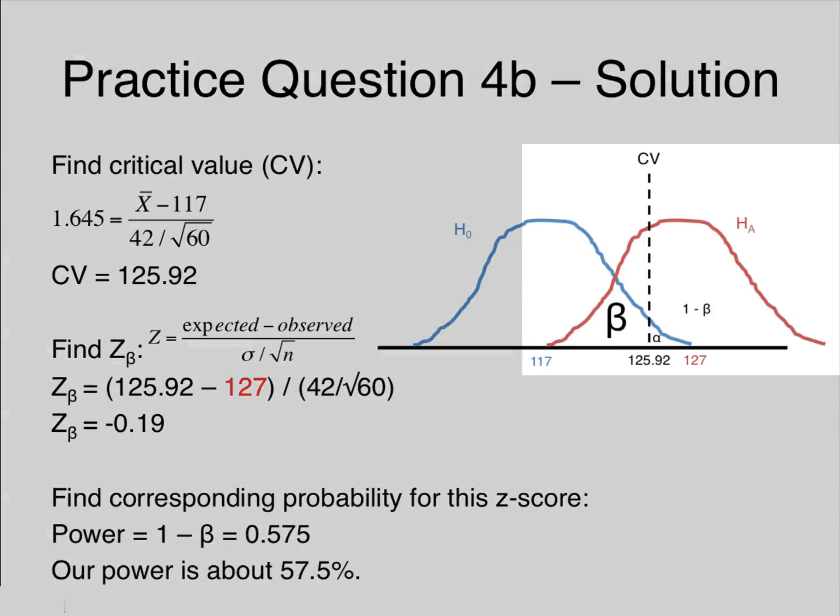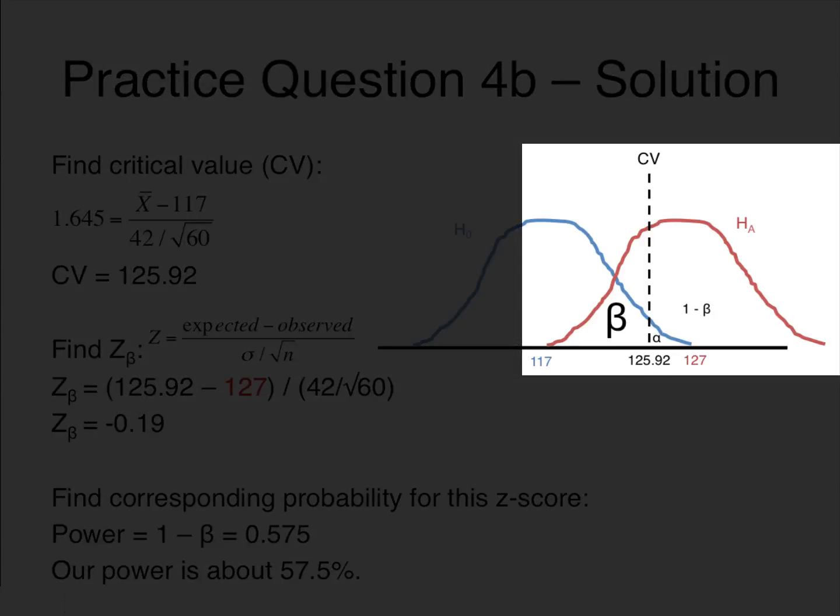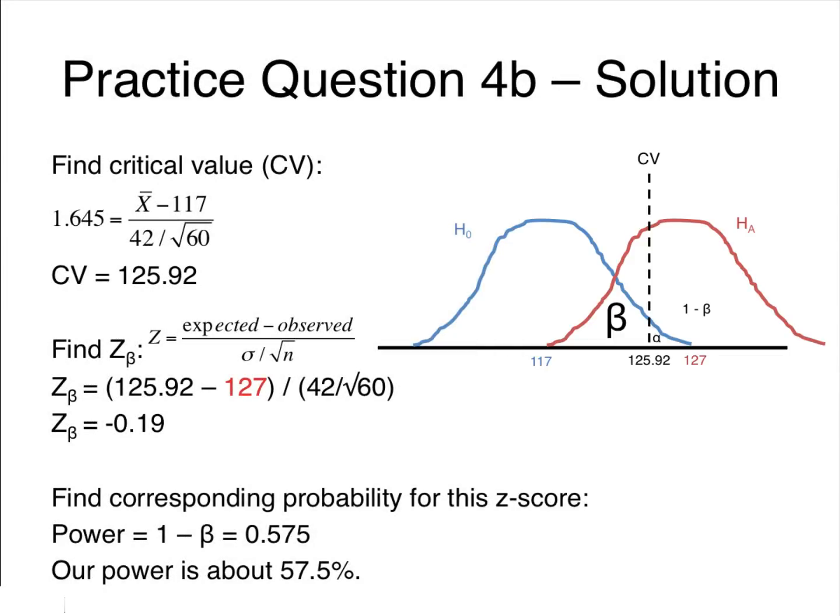So again, this makes sense if you look at our graph, as the area for power, or 1 minus beta, to the right of the critical value under the red curve, or the distribution where the alternative hypothesis is true, is more than 50%. So just to summarize, when our observed score is more extreme or further away from the hypothesized mean than the critical value, then we subtract the probability associated with Z beta from 1. If our observed value is closer to the hypothesized mean than our critical value, we do not subtract this from 1.